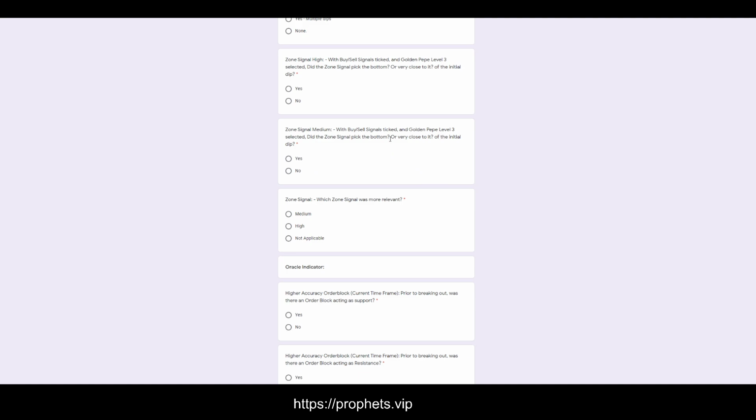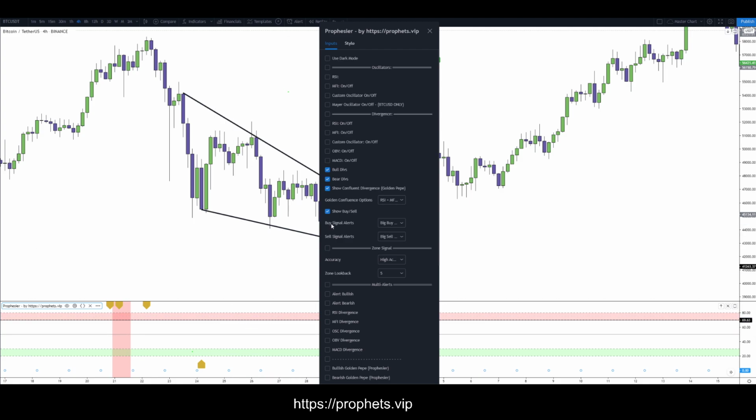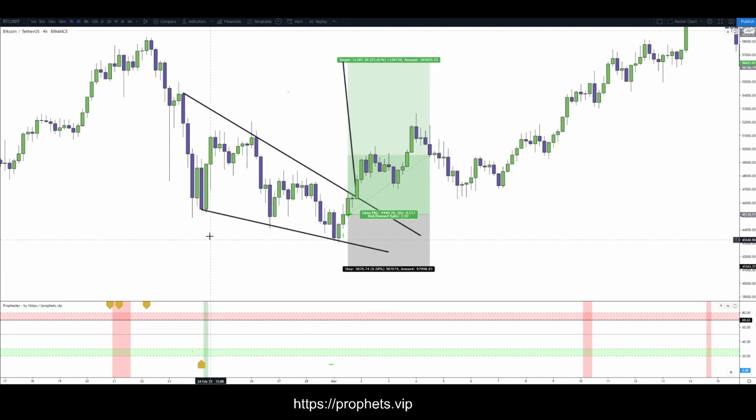Did the zone signal pick the bottom or very close to it of the initial dip? Sorry, this part about the initial dip is actually from the ascending triangle question, so please ignore that. Alright, so we're just going for that part here. By the looks of this, there hasn't been a zone signal. We're looking for a buy, a green one, by default. So we'll come into here and change this around a wee bit. We want the zone accuracy to be medium now, and see if there's a buy. So there's a buy here on the first initial, but it's not relevant to the break. It's not relevant to the pattern.